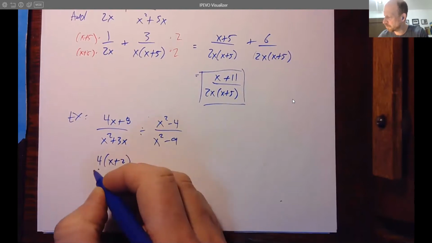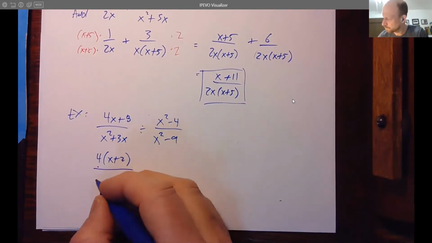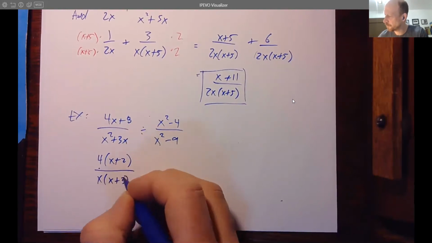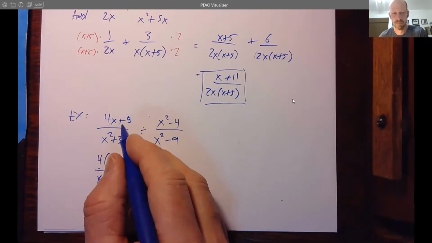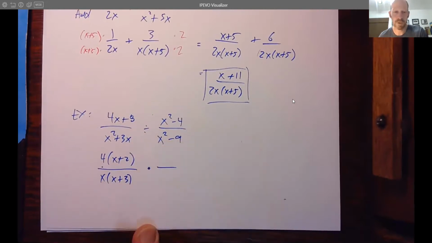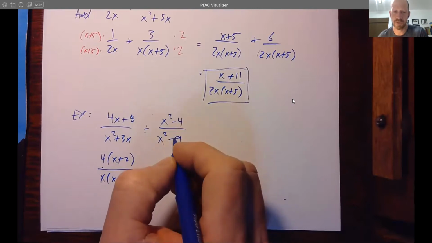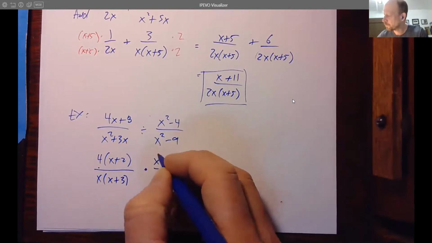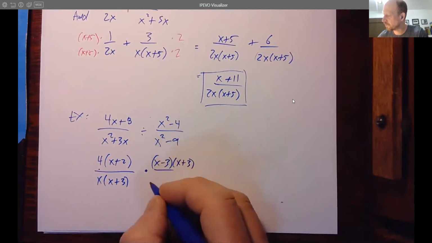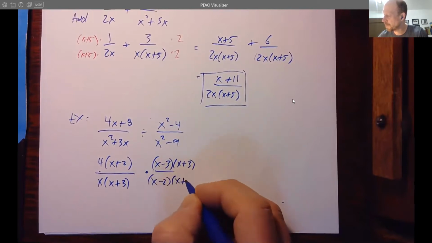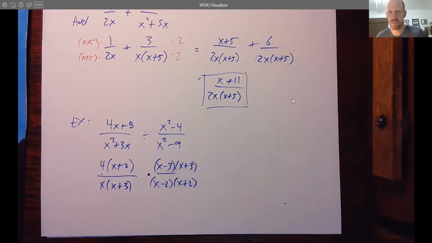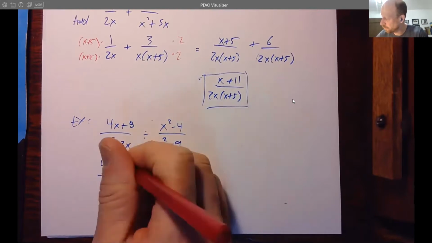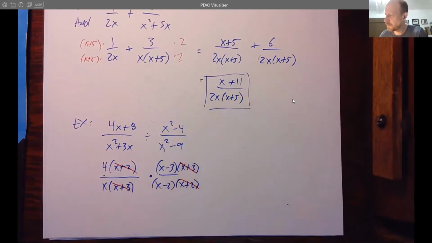So I want to be a little careful as I factor. These first two are both GCFs. I'm going to change it to multiplication in one step. This x squared minus 9, I know how that one's going to factor, and the x squared minus 4 is going to factor. So I factor everything, and now the multiplication is really just canceling. And I can see here I have an x plus 2, and I have an x plus 3, and that's the best I can do.